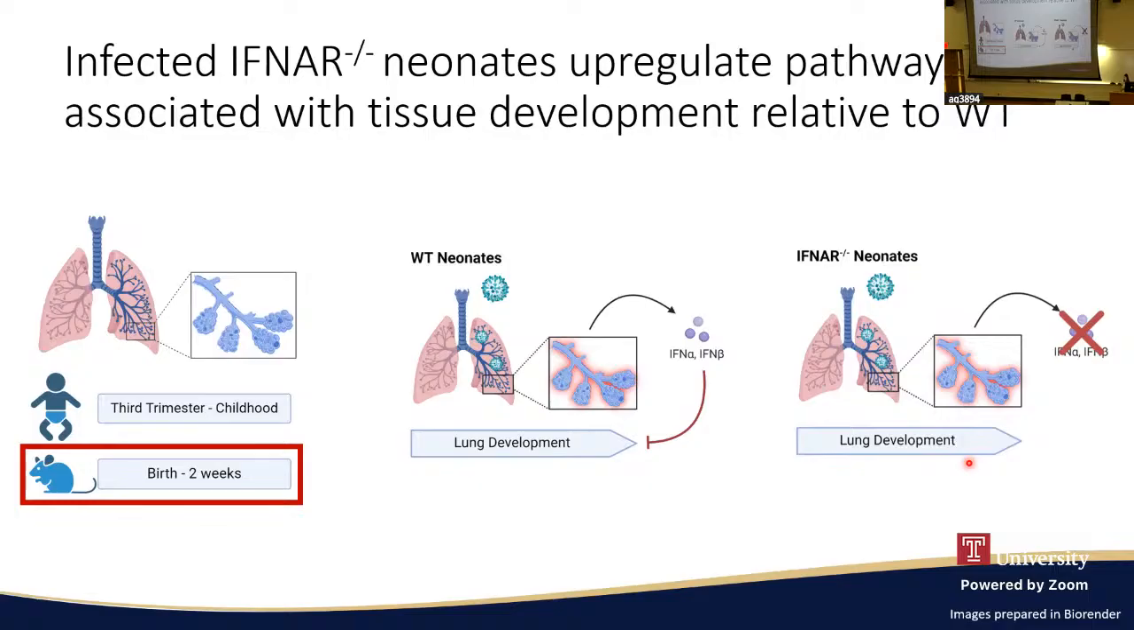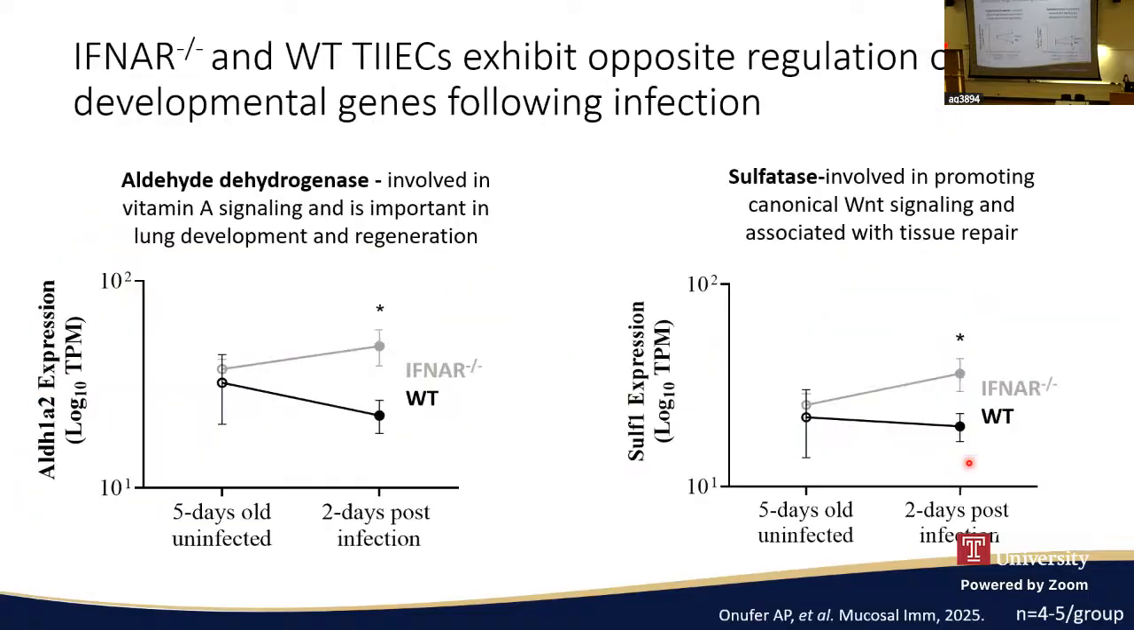So we wanted to look then at specific developmental genes and how these changed in response to infection based off of interferon signaling. And what we found was this interesting pattern, where at baseline, these genes are expressed similarly between two groups. But in response to infection, the IFNAR neonates upregulate these developmental genes while the wild type downregulate them. And I just chose two genes here. One deals with vitamin A signaling and one deals with Wnt signaling. Both are associated with lung development, but in the context of flu infection, they can also be associated with lung repair.